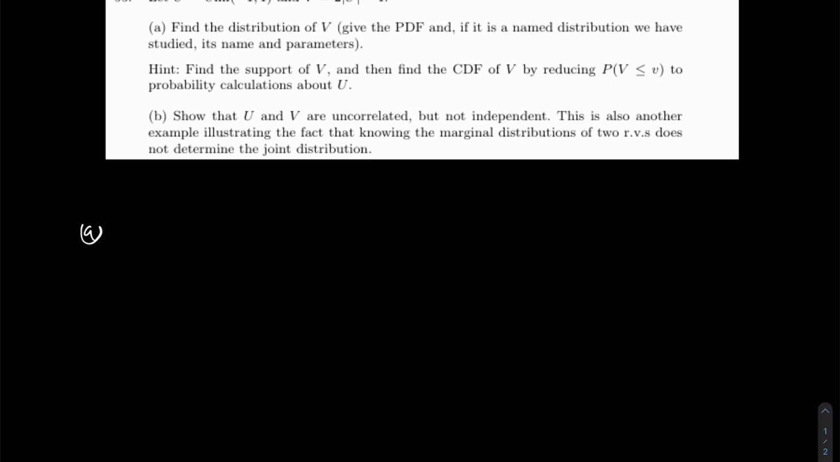Okay, so let's start by thinking about what the support of v is. We know that u has a support from -1 to 1. That's just given by the definition of u. And then the absolute value of u has a support of 0 to 1, right? It is always taking positive values. So that is now 0 to 1.